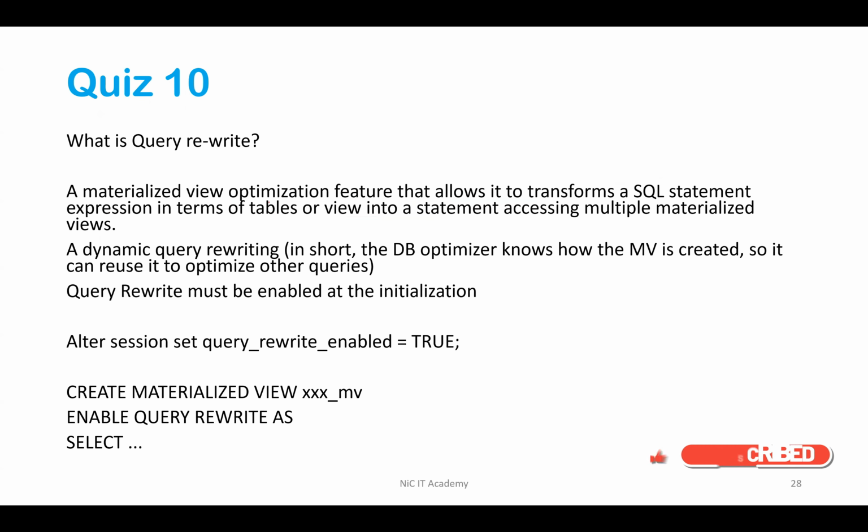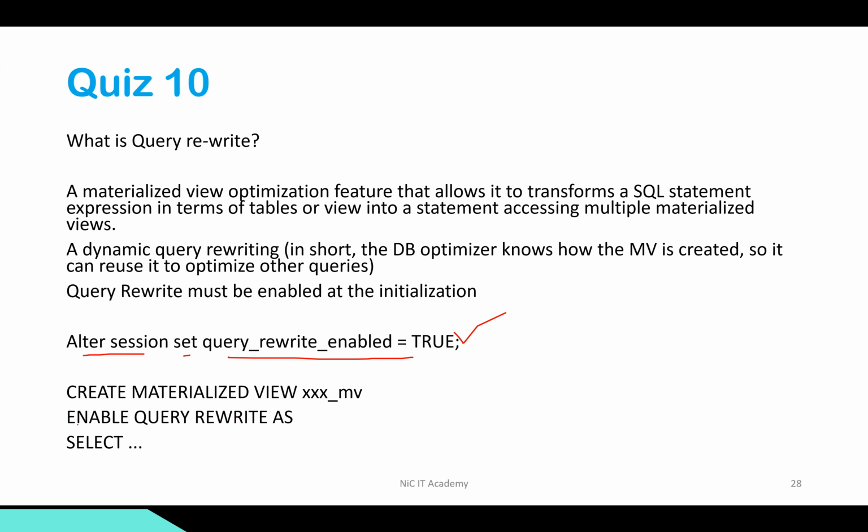It is a materialized view optimization feature that allows transforming a SQL statement expressed in terms of tables or views into a statement accessing multiple materialized views. So if you are going for multiple materialized views, dynamic query rewriting. If you see this: create, alter, session, set query rewrite. This is the database level; normally this will be done by DBAs. We are not going to do anything. Create materialized view, view name, enable query rewrite as select statement. This statement you have to execute.